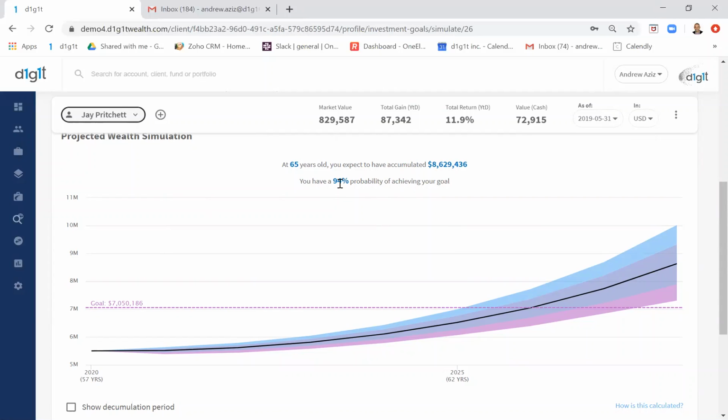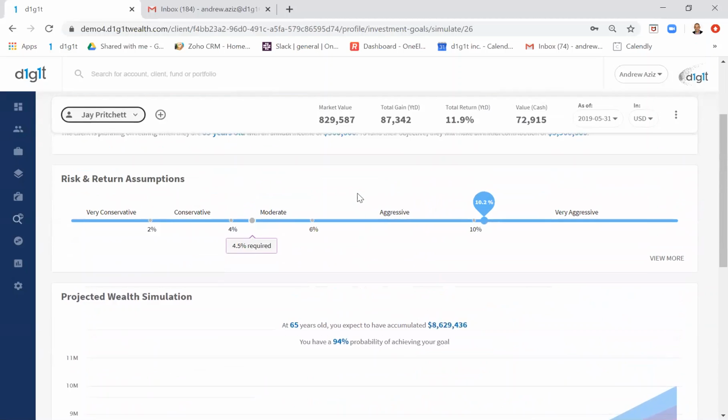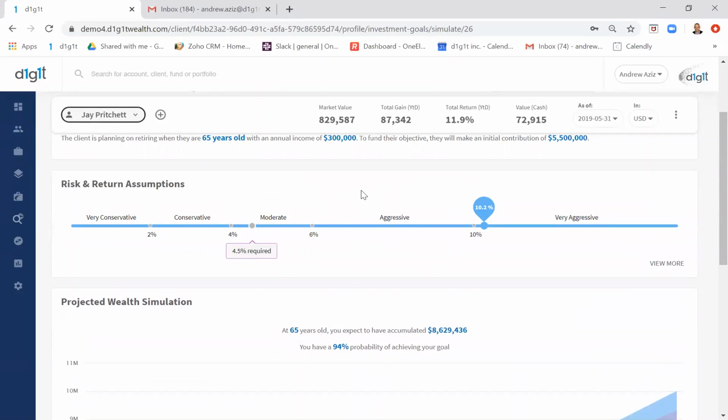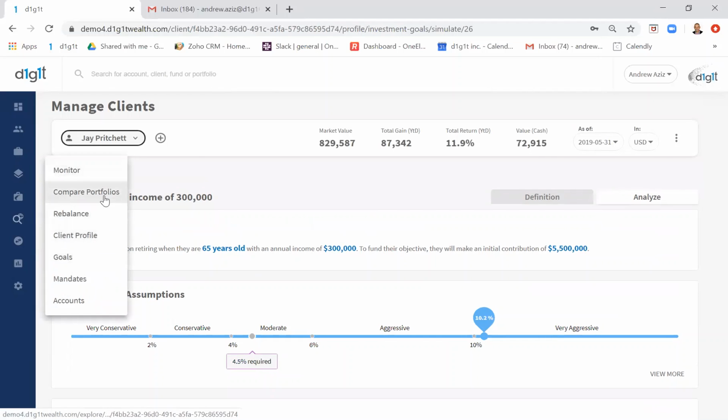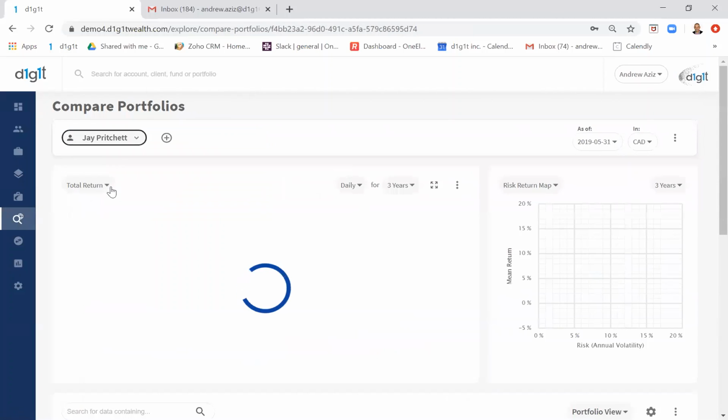So we have been quite successful in working with Jay on his goals, and the strategy at that time made sense. However, with only 6 years to retirement, maybe it's time for Jay to dial back a bit and be less aggressive moving forward. He only needs a 4.5% return to reach his goals with 80% certainty. So let's now look at comparing Jay to different model portfolios.